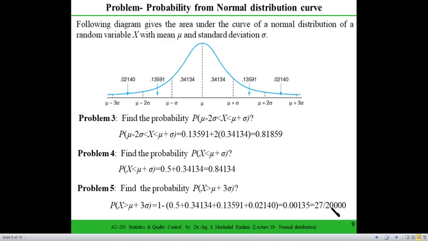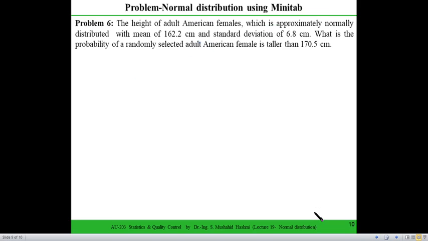So any value which would be greater than mu plus 3 sigma would have a probability of the order of 27 parts out of 20,000 parts. So out of 20,000, 27 would be the probability that your random variable would be greater than that. Once you put it in the decimal place or in the fraction, it makes sense. If you write it like this, it has a different meaning: 0.135% is representing 27 parts out of 20,000 parts. So this is how you can represent or interpret the value of the probability.